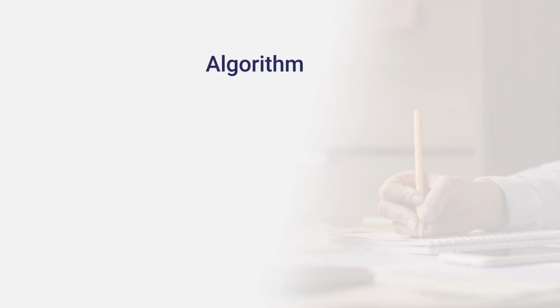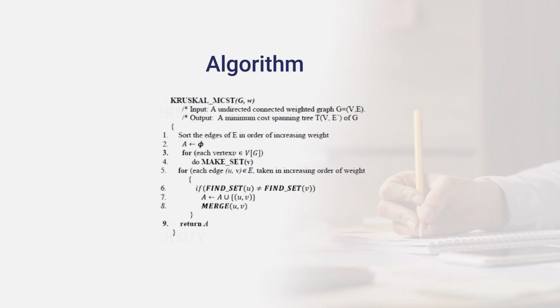Now the Kruskal's algorithm is given as you see here. Firstly, Kruskal's algorithm sorts the edges in increasing weight. Then it will start the set A as empty because it does not contain any edge in the starting. For each vertex that belongs to the graph, it will call a function make set.